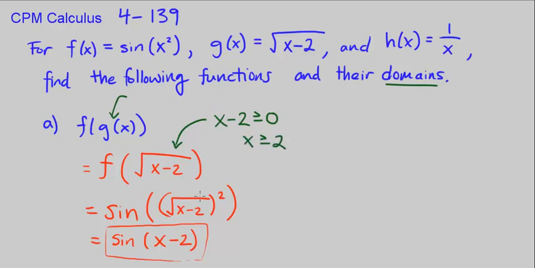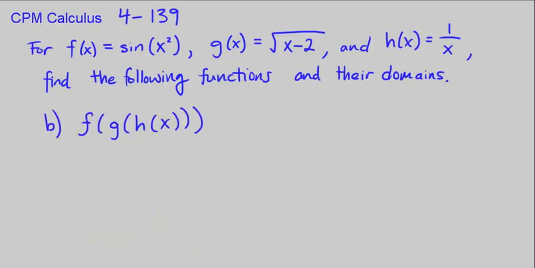Sine of x minus 2 itself does not have any restriction. This is just sine shifted right 2 units. But because it was a composite function, we have this criterion of our domain being restricted to x greater than or equal to 2. So the domain is 2 and to the right towards infinity. This is just set notation, and that's the domain.